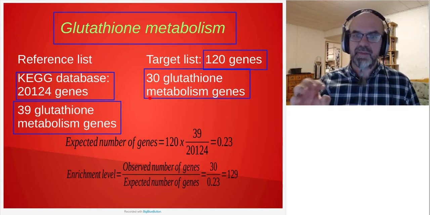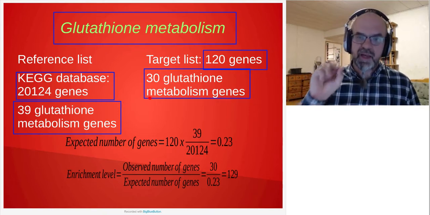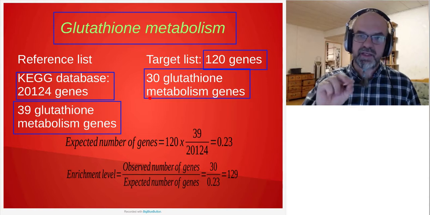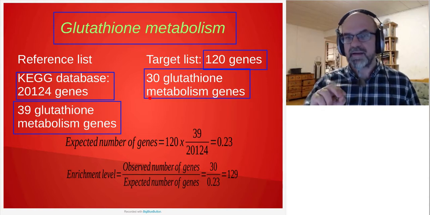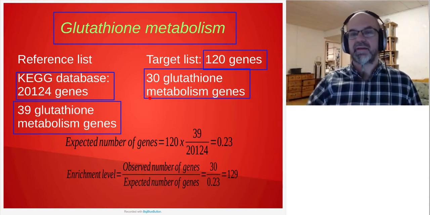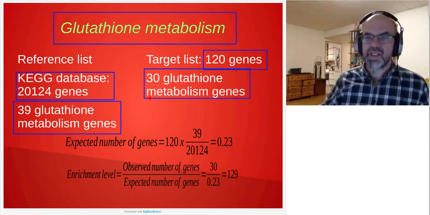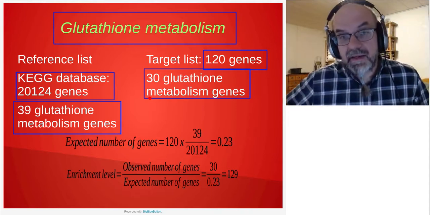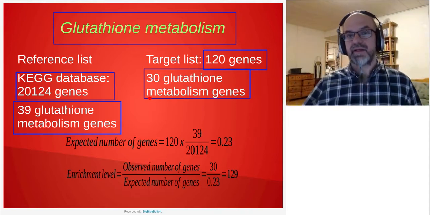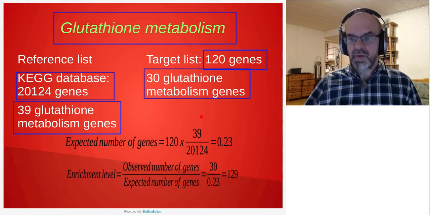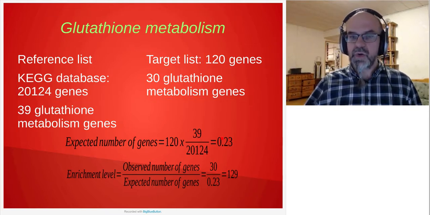So I was able to pinpoint with my experiment 30 out of 39 glutathione metabolism genes. So I'm arguing that my experiment affects glutathione metabolism. But can I prove it numerically using statistics? So let's see. The expected number of genes is pretty easy to calculate.